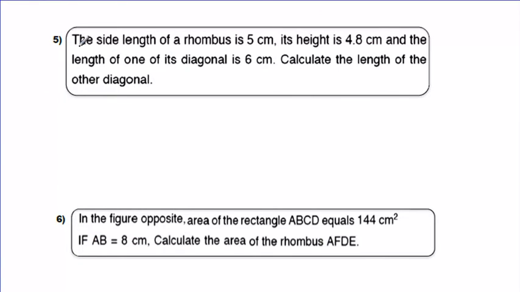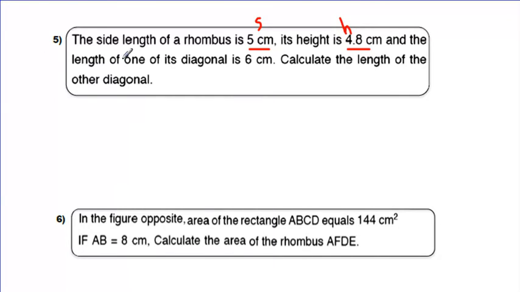Number 5. The side length of a rhombus is 5 centimeters. Its height is 4.8. Side length is 5, height is 4.8. This is the side length and this is the height.